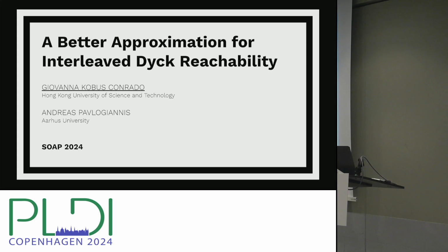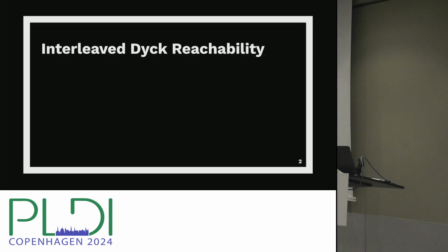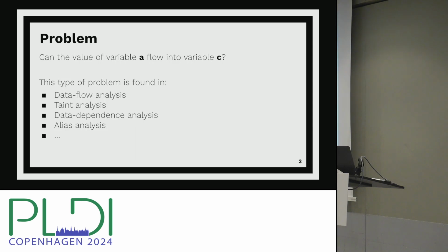Hi everyone. My name is Giovanna, and I'm going to be presenting a better approximation for Interleaved Dyck Reachability, which is work I did with Andreas Pavlogiannis. First of all, let's talk about what Interleaved Dyck Reachability is and why we care about it for static analysis. Here we're trying to solve a very simple problem: whether the value of a variable A can flow into another variable C in a program.